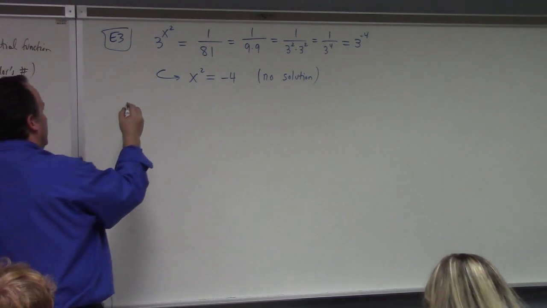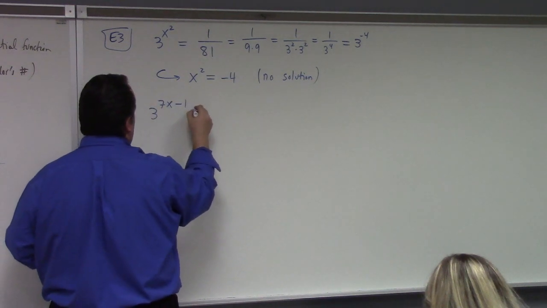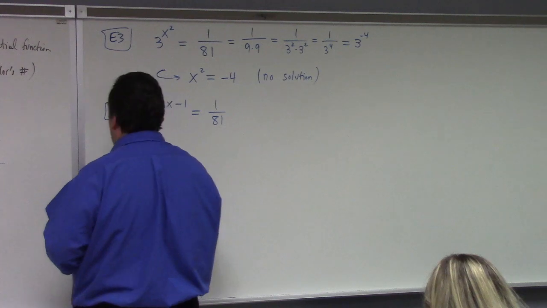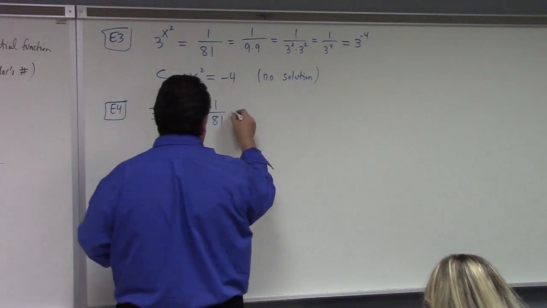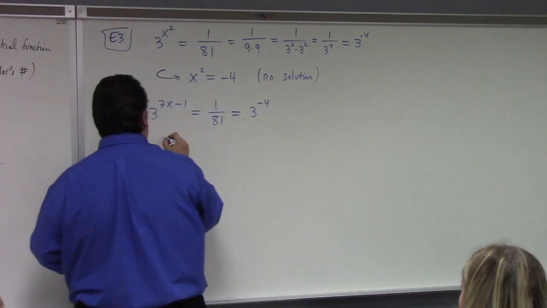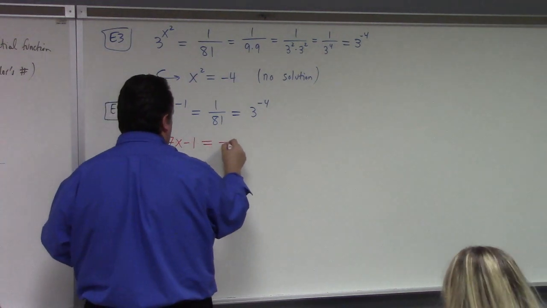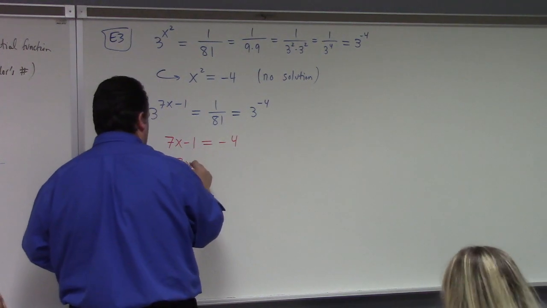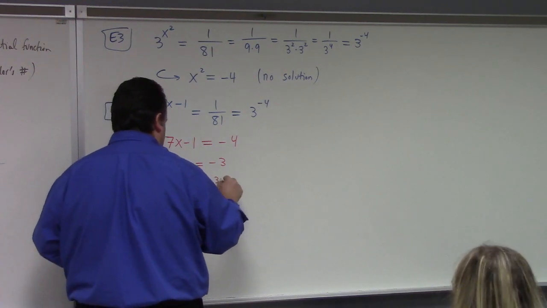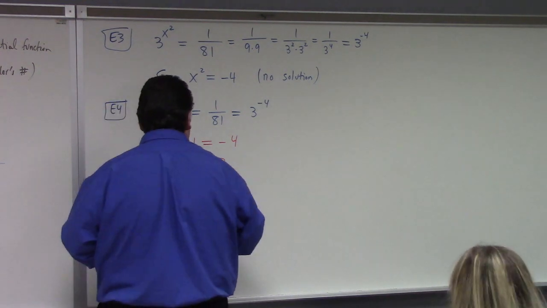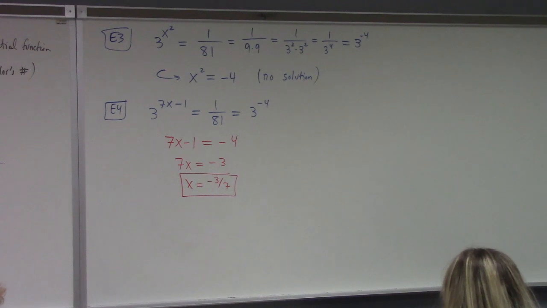Let me salvage this example. Example 4: what if we had 3 to the 7x minus 1 equals 1 over 81? Ah, well now we can do it, right? So now this is equal to 3 to the minus 4, which gives us, by the one-to-one property, that 7x minus 1 is equal to minus 4. Isolate our x. 7x is equal to minus 3. x is equal to minus 3/7. Nothing wrong with having a negative x here. It's just that we couldn't solve x squared equal to a negative number unless we use complex numbers, right?